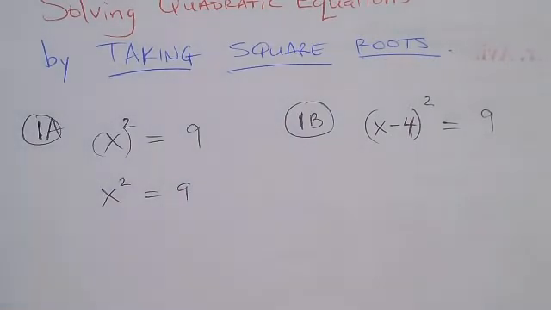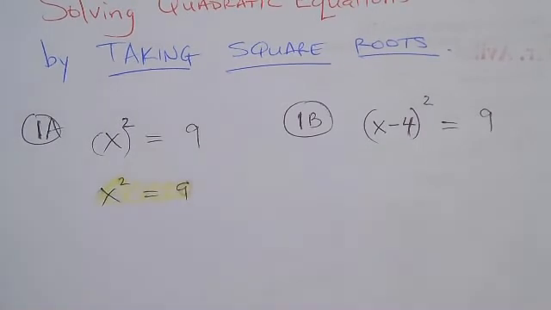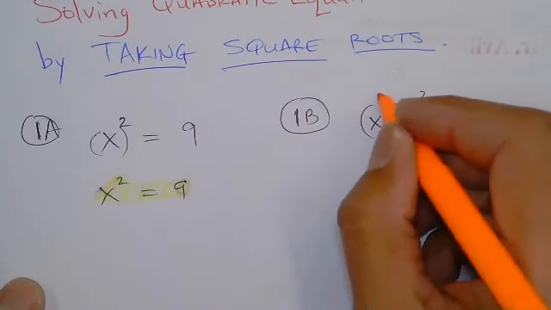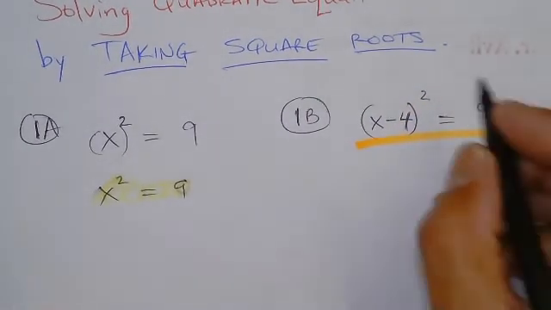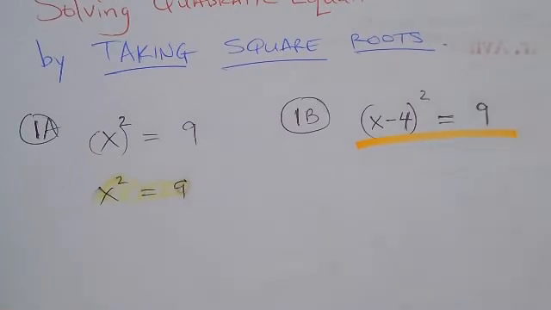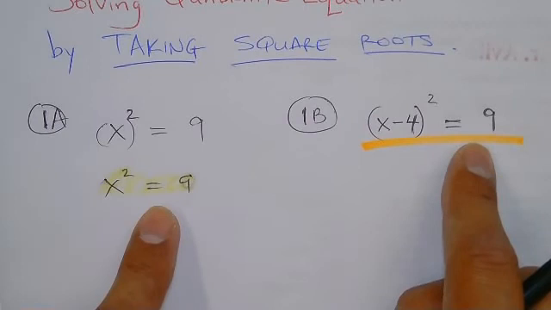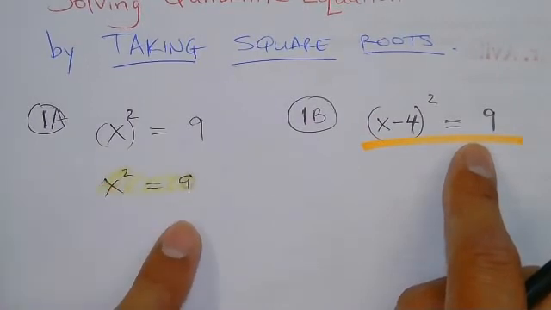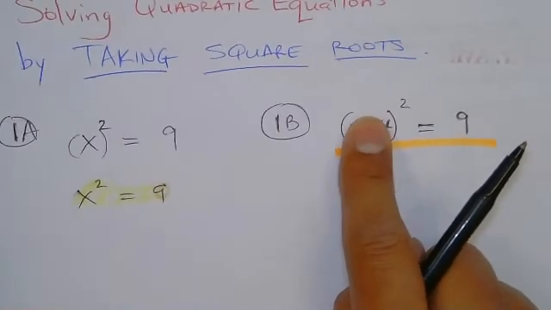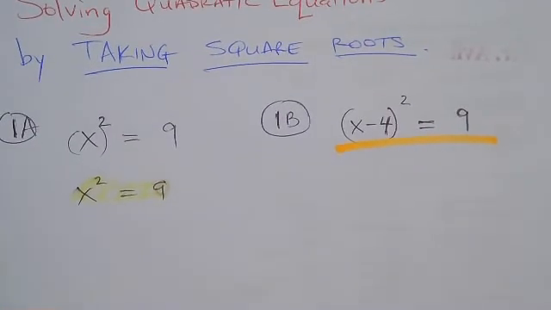So I want you to compare and see this one compared to this one. Compared to this one. As far as math is concerned, these two problems are the same. Because here I have something being squared and it's equal to 9. And here I also have something squared and it's equal to 9. You guys see it? Okay.